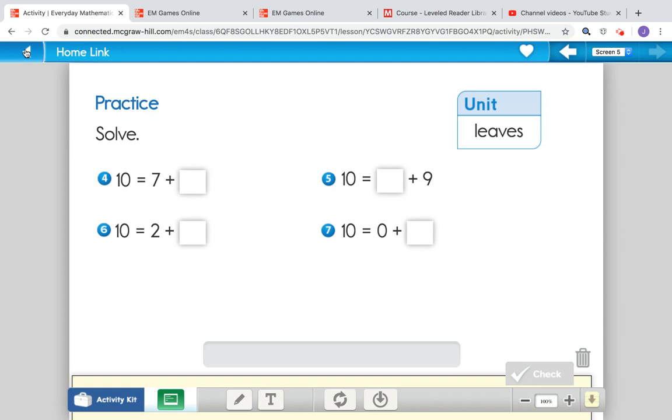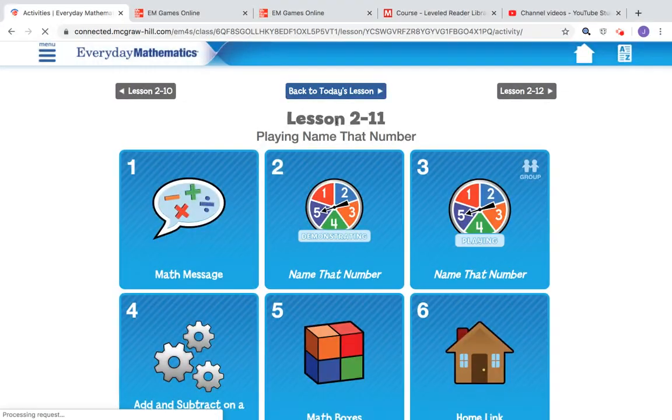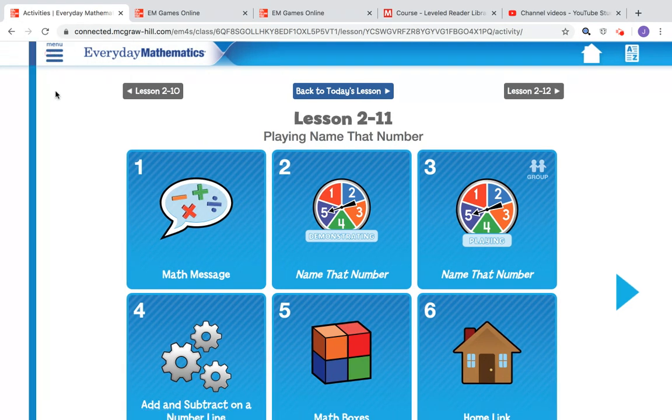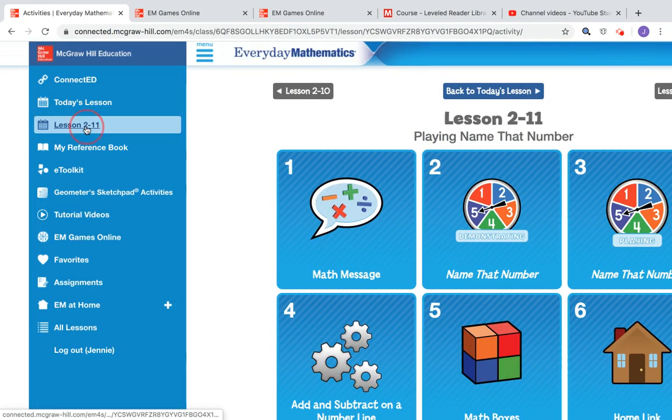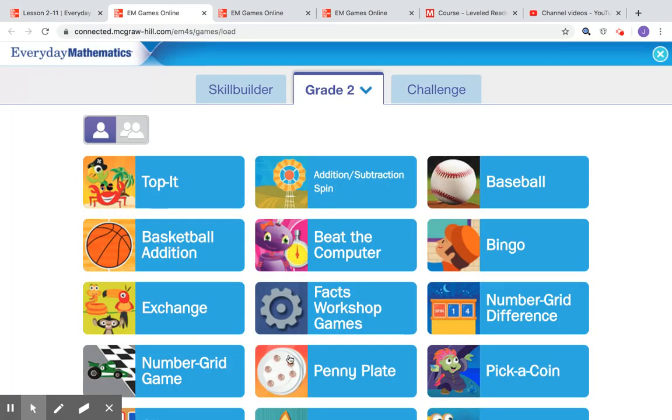When you're finished, you're going to go back to the home screen page. Let me get back into it. And you're going to go to Everyday Math Online Games. And you're going to get to practice addition with baseball.